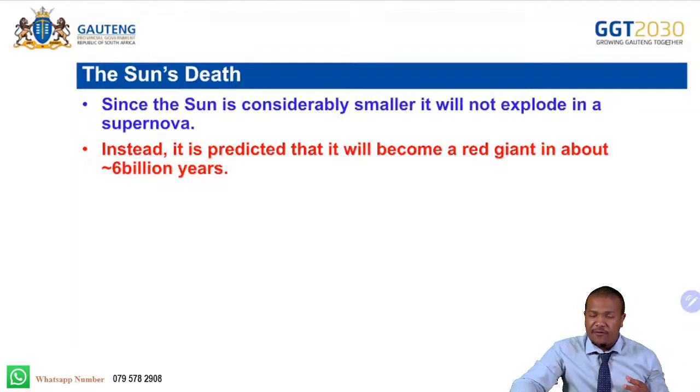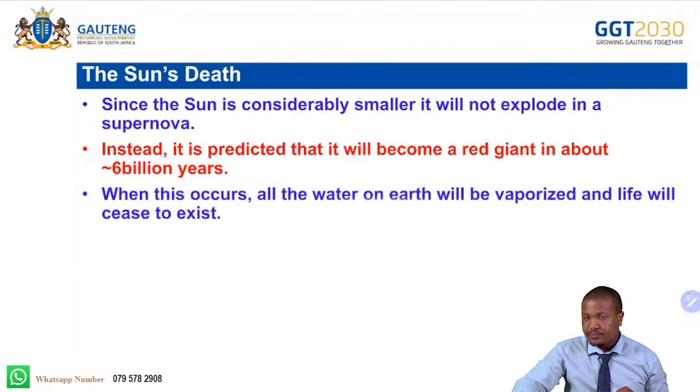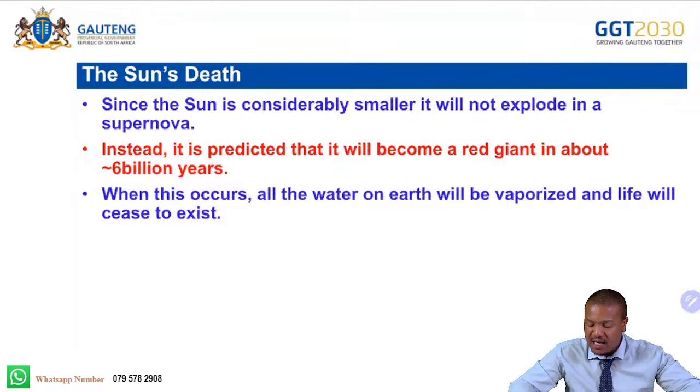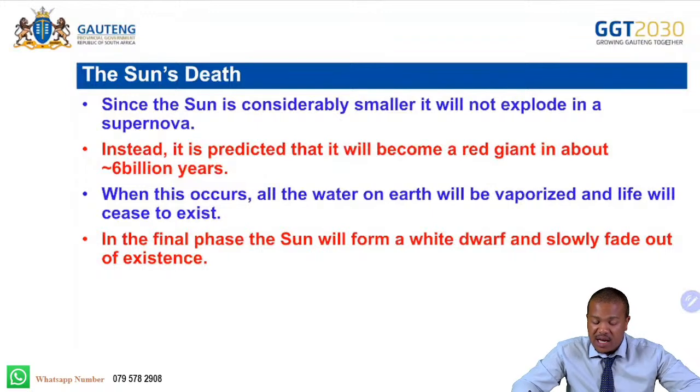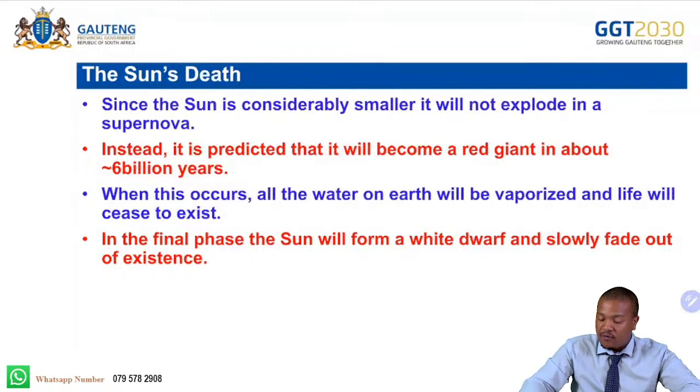Where more nuclear fusion will be taking place. More energy in terms of heat will be released from the sun. So meaning what? When this occurs, all the waters on earth will be vaporized and life will cease to exist. And also, in the final phase, the sun will form a white dwarf and slowly become out of existence.